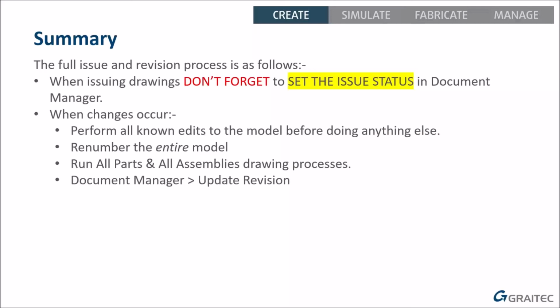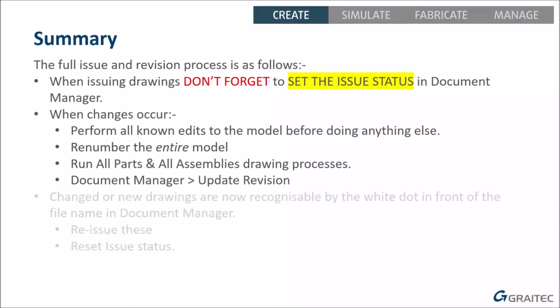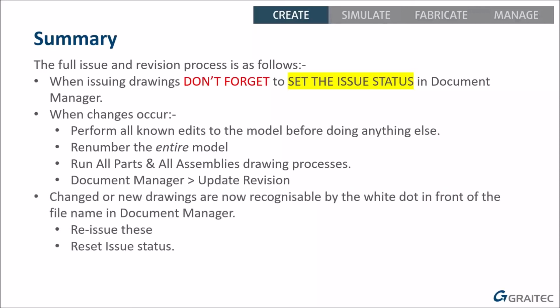Then you run an all parts and an all assemblies drawing process, and that will automatically find any new drawings that need to be made and make them without you having to know which parts are involved. And then you use Document Manager and do update revision on the ones that say update required, and that will raise the issue of all the existing drawings that have been affected by the changes. And then, having done all that, the changed drawings are now easily recognizable by the white dot in front of their name, so you can select and reissue those and reset an issue status to whatever you think is appropriate.